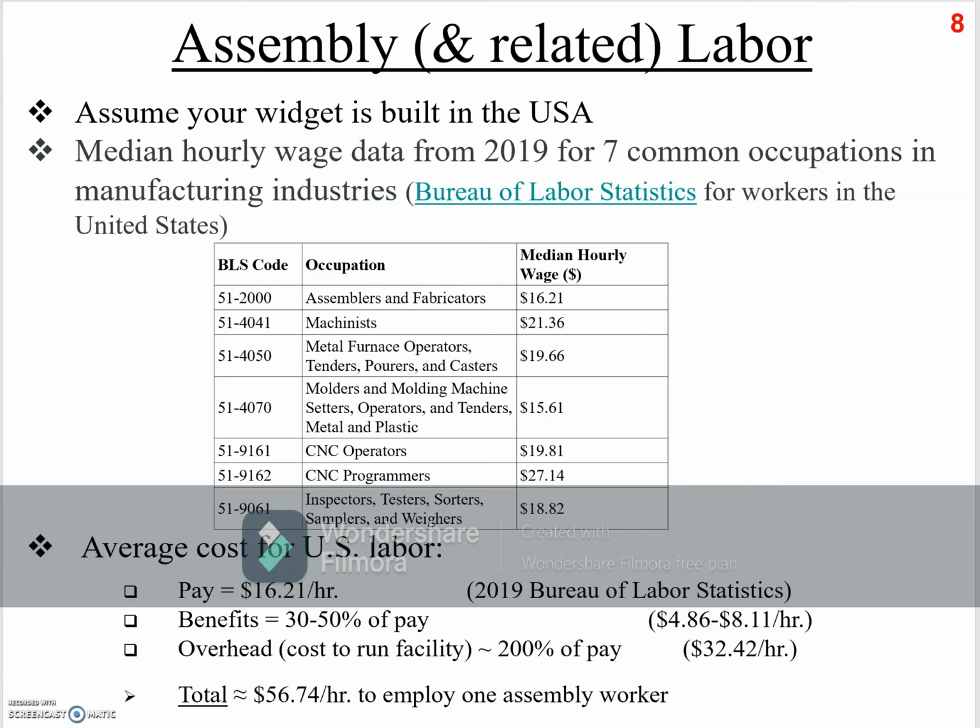Here we're assuming that your widget is being built in the United States. Below you can see we have the median hourly wage data from 2019 for 7 common occupations in manufacturing industries. And here we see that the average cost for US labor turns out being $56.74 per hour to employ one assembly worker, including pay, benefits, and overhead.